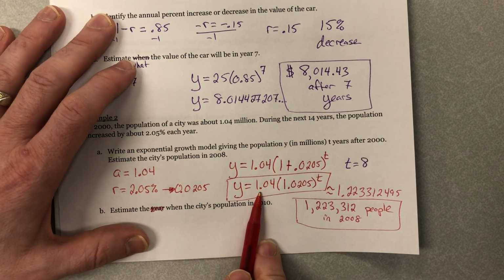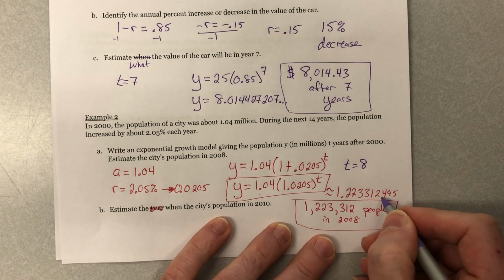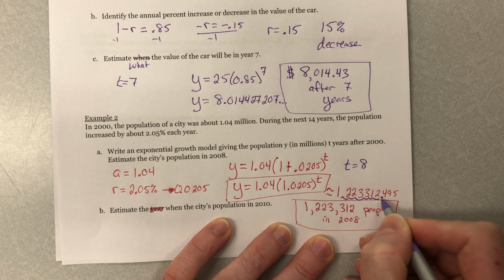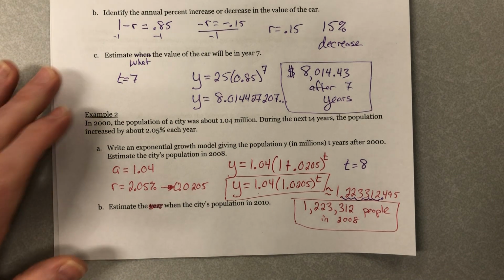All right, so we have our two things here. We have our equation for the problem and our population in 2008. We would really put the decimal place all the way over here because it's millions. So we'd move it over 6 places. And remember, we can't have part of a person. So that's why we don't have that.